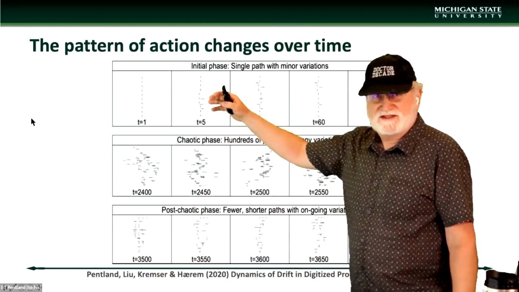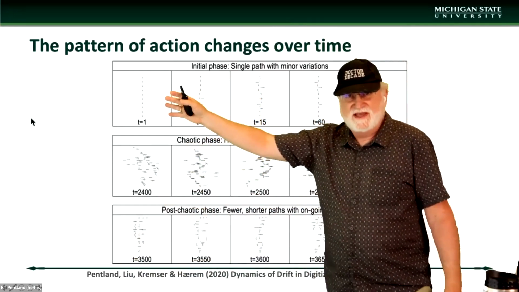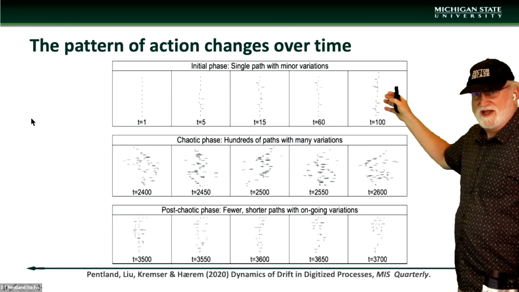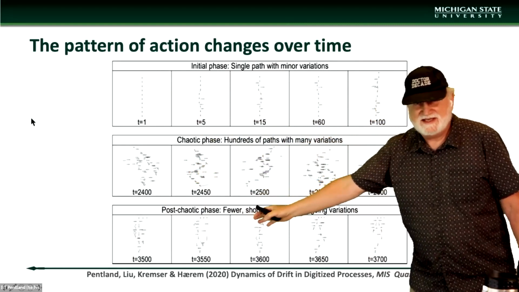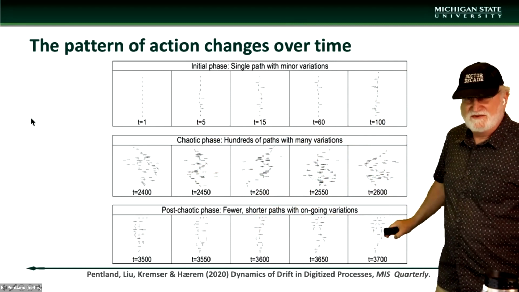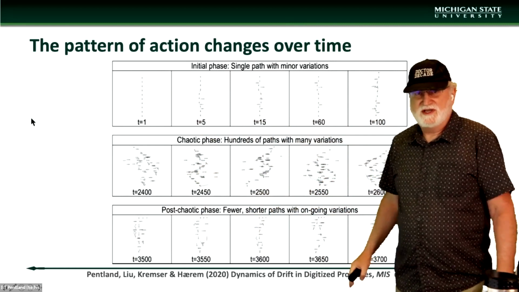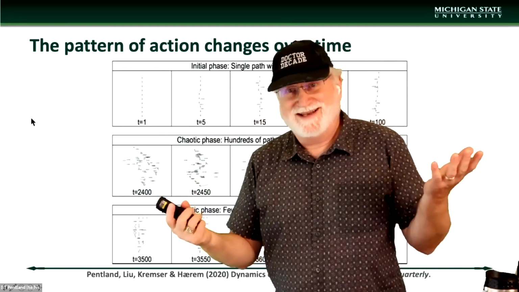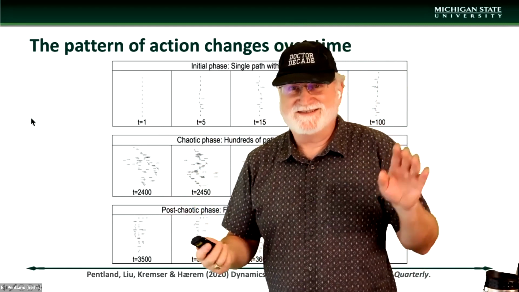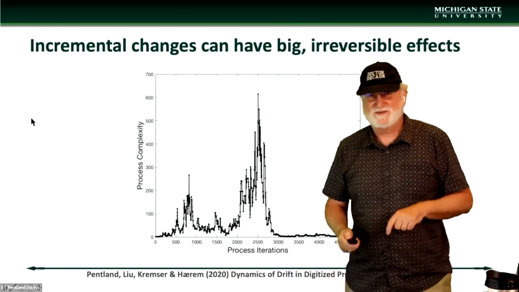And it looks like this. It starts off and it gets a little bit more complex. And then in the middle, it goes through this chaotic phase. And at the end, it kind of settles down. So this is this 2020 paper, Dynamics of Drift in Digitized Processes. You gotta love the alliteration, if nothing else. Don't read the paper, just the title, sweet, right?